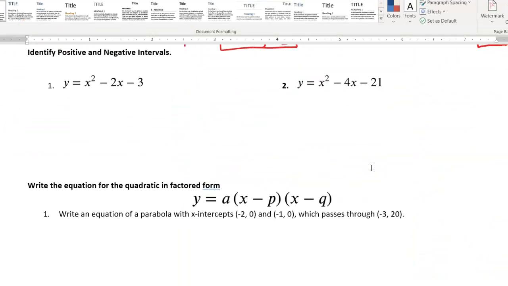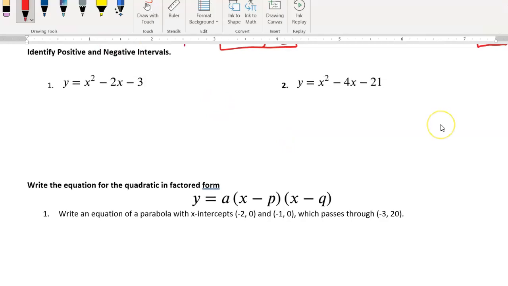We're going to go on to the next thing now, which is a little bit easier. For these, we want to figure out what the positive and negative intervals are. So before we do that, I want you to have some more practice with factoring. Notice how both of these, the a values are 1. So pause the video and get both of these in factored form, and then I'll show you what to do next. See how you did.